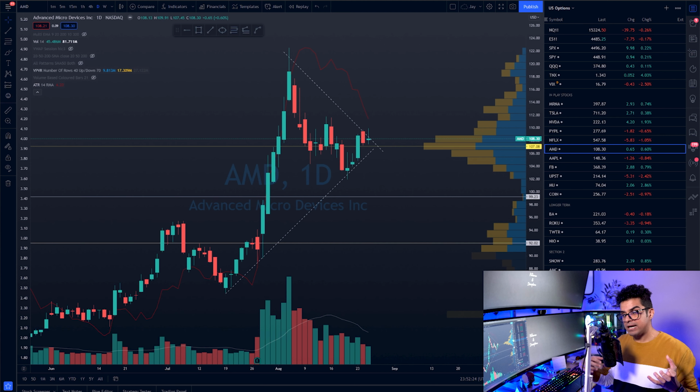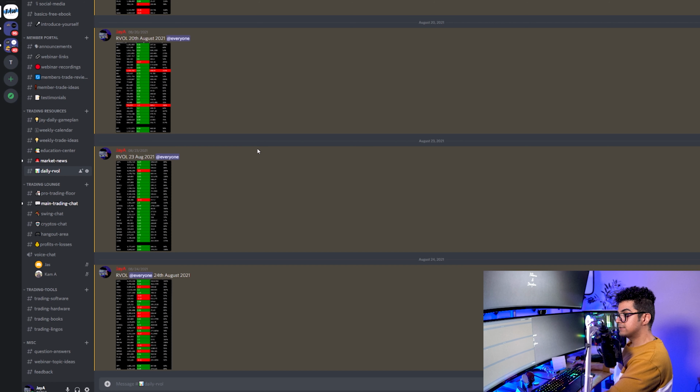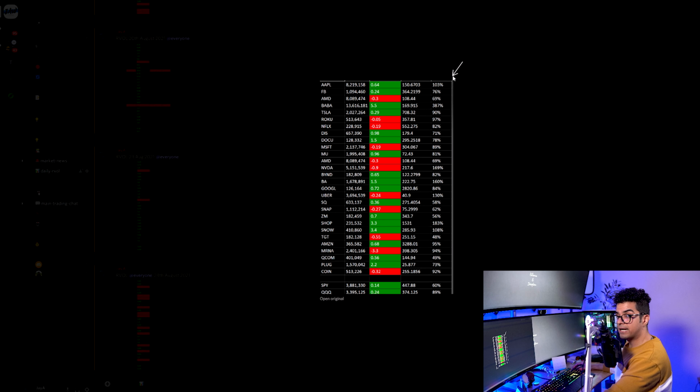I know a lot of traders in our Discord group don't have access to relative volume. So every single market open day, within the first 15 minutes of market open, I post a screenshot of relative volume in our Discord group. This is the relative volume channel in our Discord group. This last column is the RVOL that I post every single market open day. Baba had a relative volume of 387%. It was also gapping up for the day. That means Baba has 3.8 times the volume on that day compared to the average volume it usually does.